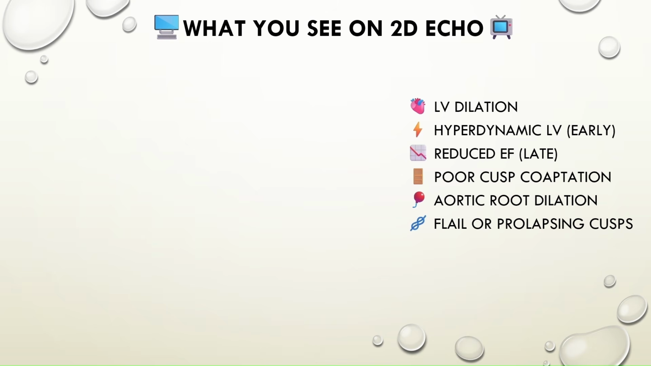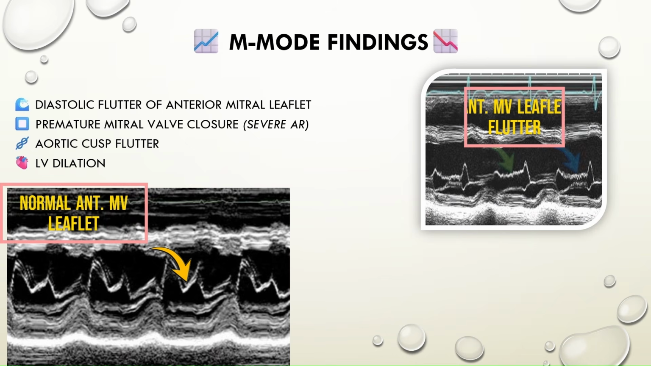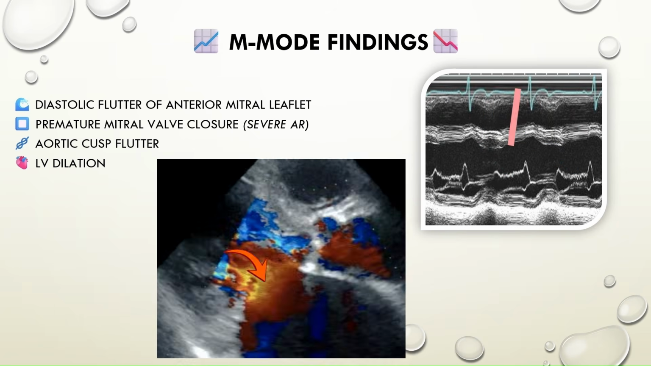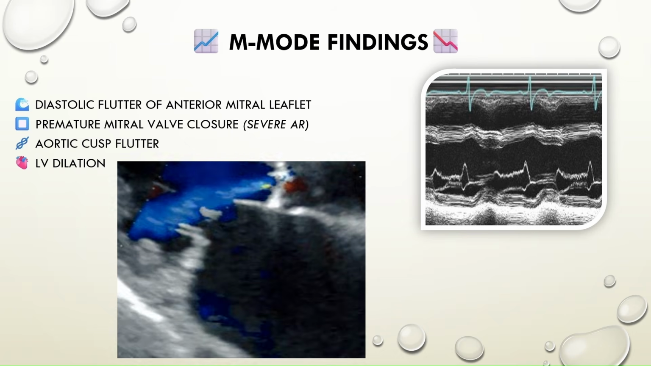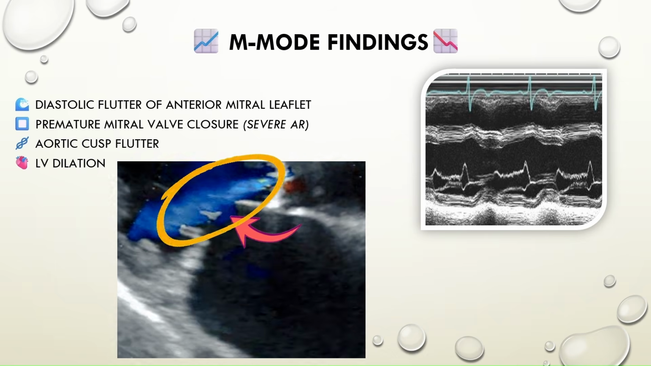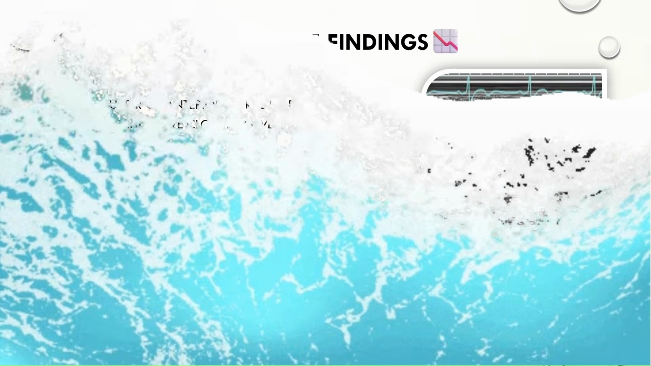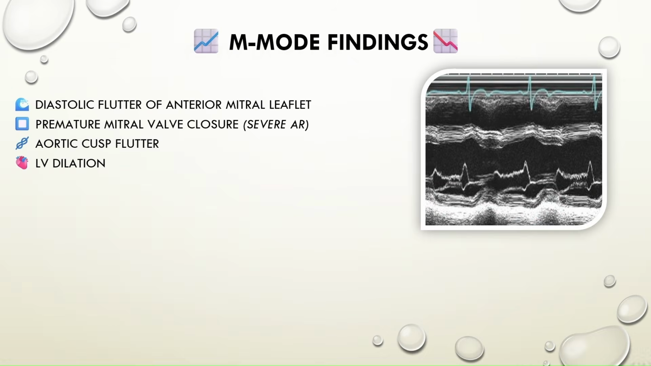So let's talk about what you will see on M mode. Severe aortic regurgitation can cause diastolic flutter of the anterior mitral valve leaflet and even premature mitral valve closure. This flutter occurs when the regurgitant aortic jet strikes the leaflet during diastole, causing it to vibrate. Remember, this is a flow-related finding, not a primary mitral valve abnormality.